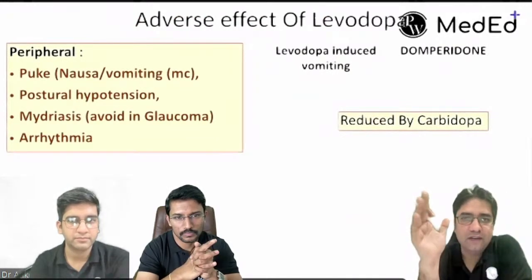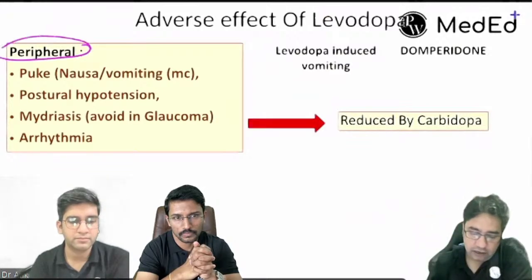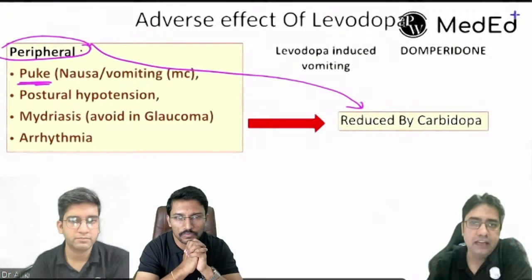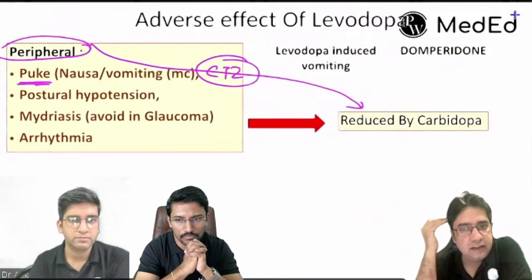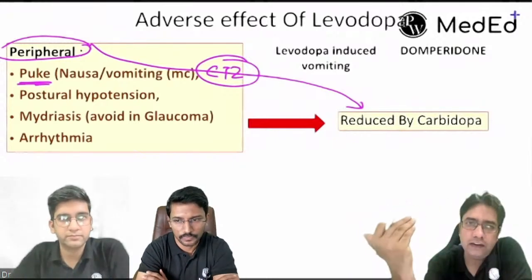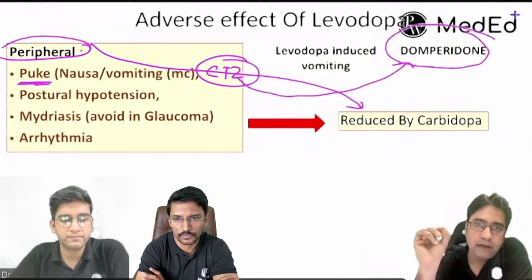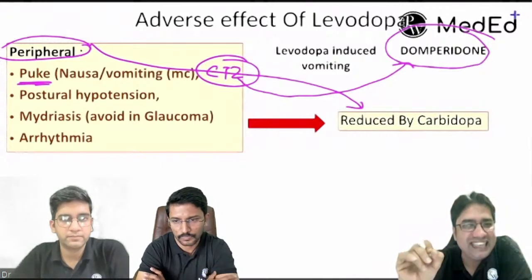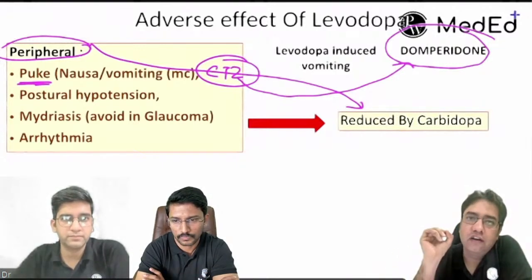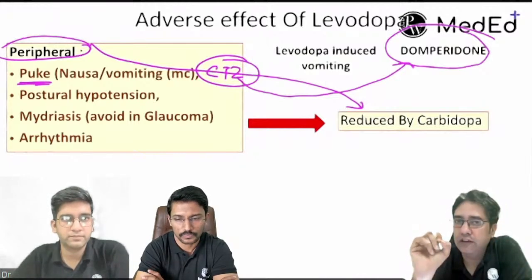So let's talk about the peripheral side effects of levodopa, which can be reduced by carbidopa. So first is puking. Puking means nausea and vomiting, because when levodopa forms dopamine, dopamine acts on the CTZ area of the brain, which is outside the blood-brain barrier. It can lead to vomiting. How to treat it? Give the dopamine blocker domperidone. Domperidone blocks dopamine receptors on the CTZ area. It is the drug of choice for levodopa-induced nausea and vomiting, which is the most common side effect of levodopa.